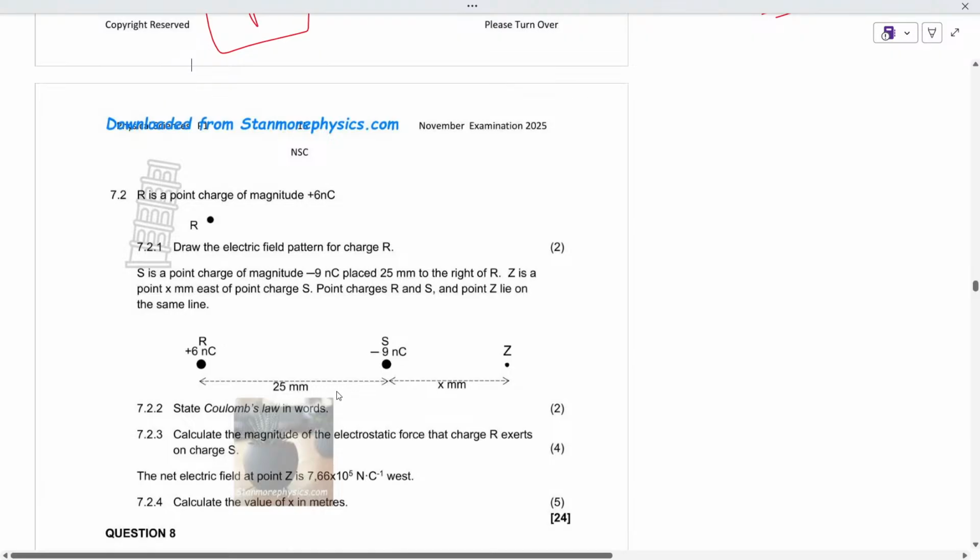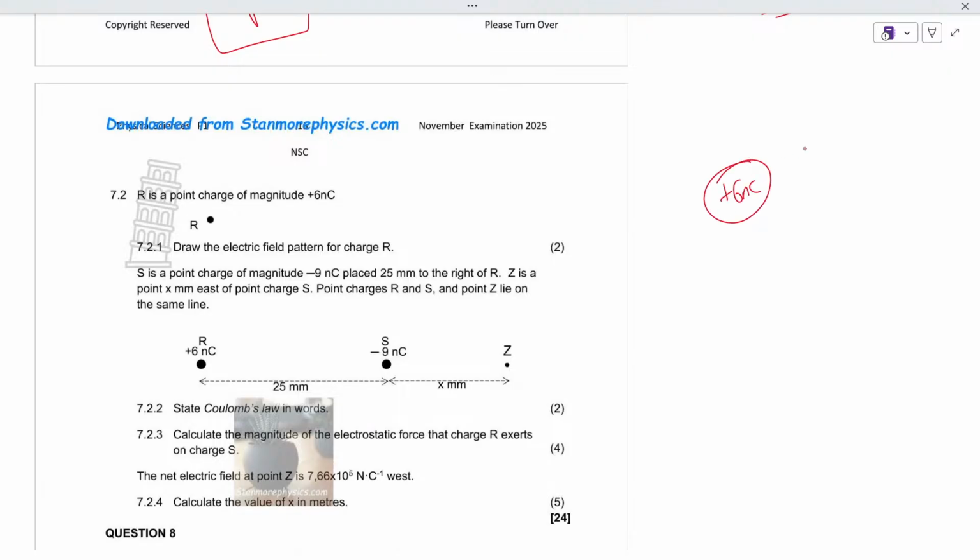7.2 says that R is a point charge of plus 6 nanocoulombs, and then they say draw an electric field pattern around the charge. So it's similar to what we had there. You see, electrostatics didn't really change.